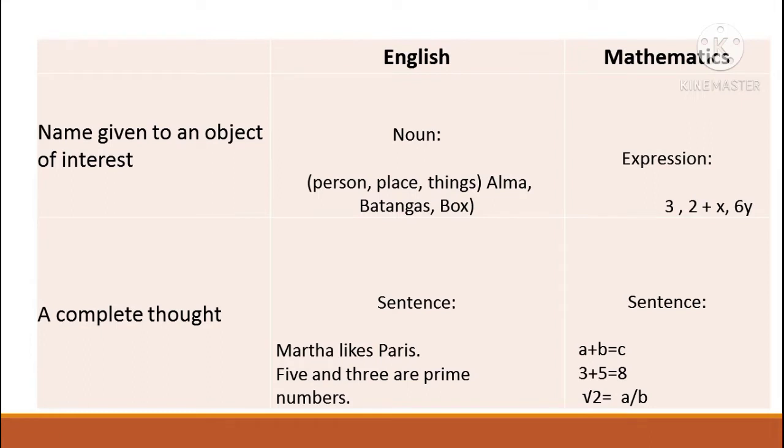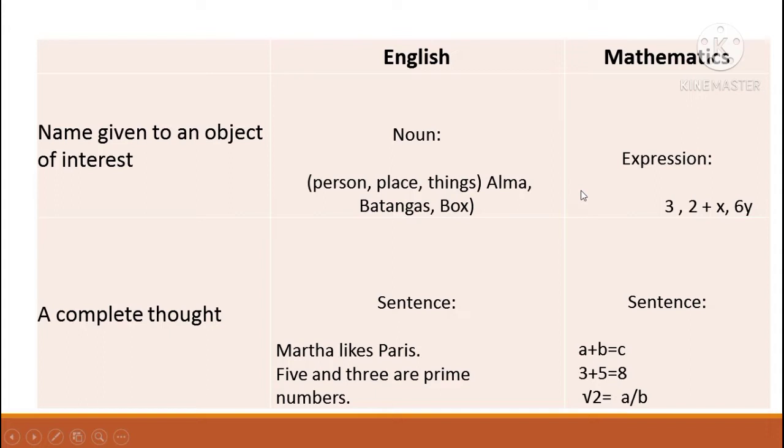So, in English, a name given to an object of interest. Mayroon tayo dito English and mathematics. Kapag English, siya ay person, place, things. Example, yung person is Alma. Yung place natin is, of course, Batangas. And things is box or ball, speaker, or anything that should be things. Books is things. Cellphone is things. Place: Batangas, Marinduque, Philippines. Person is you, me, basta may pangalan, like Maxine. That is a person.